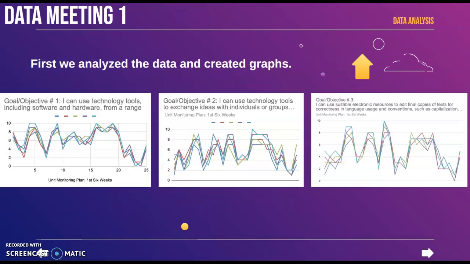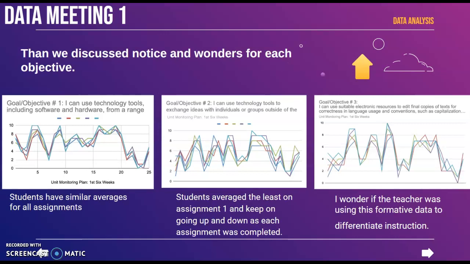So first we analyzed the data and created graphs. So we had data and we were able to convert it into graphs in order to better look at trends amongst the data. Then we were able to discuss some notice and wonders for each objective. So for example, we were able to notice that for objective 1, students had similar averages for all the assignments. And these are some more examples down here.